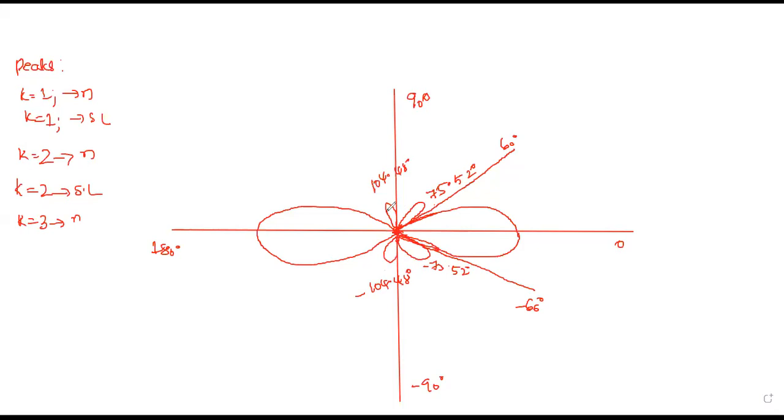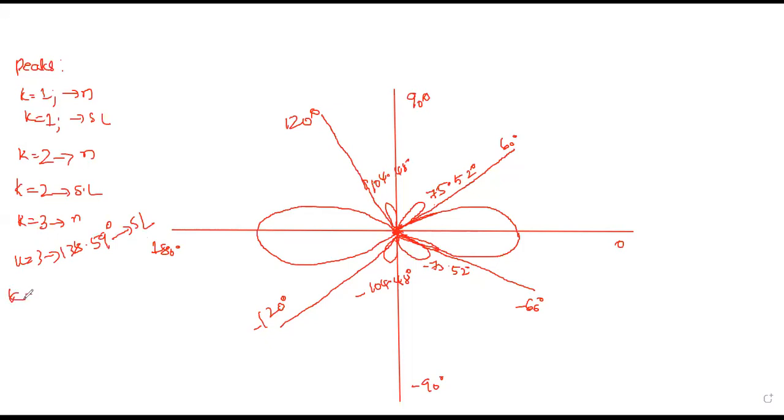Now go for k is equal to 3 null direction. 120 degree, ma'am. So it has to come after your 104, nearly joining your 104. So it is here. This is 120 and this is minus 120. What about k is equal to 3 side lobe? 138.59. This is your side lobe direction.